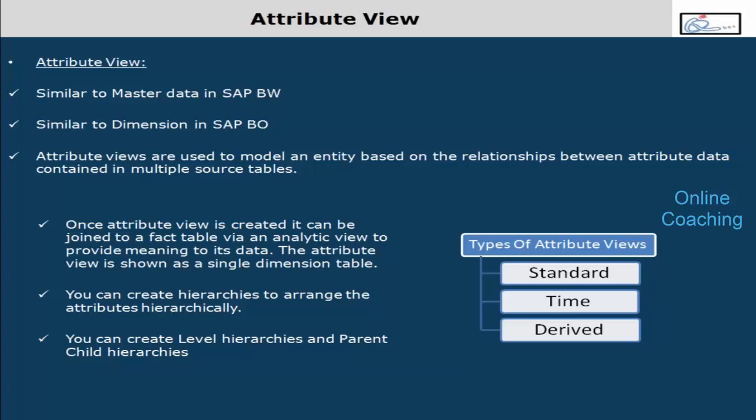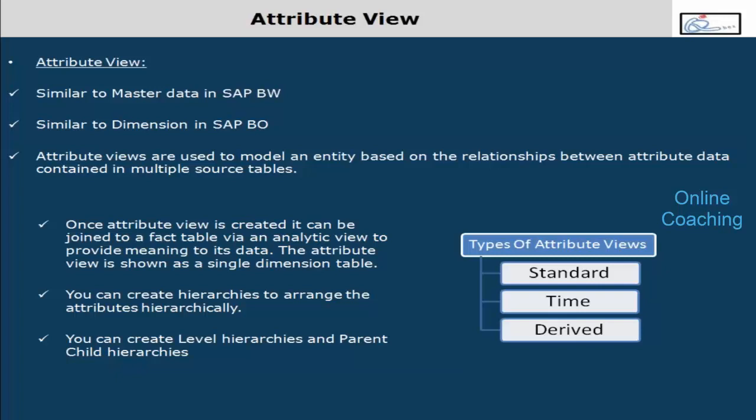Now when you say attribute view, it is more or less like your master data in BW or dimension in BO, but these views are virtual. They don't store any data physically in it. So when you say attribute view, you're trying to combine multiple tables or join them, and project certain columns through which you can understand the information about a strong entity or about the dimension. That is referred to as an attribute view. We call that attribute views.